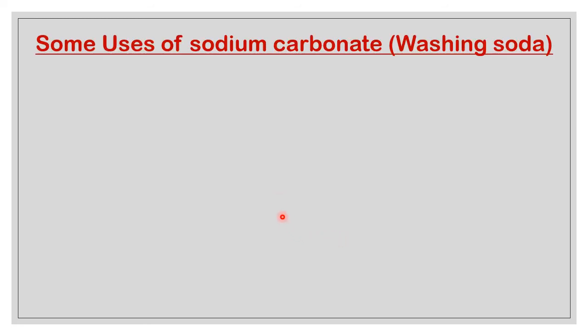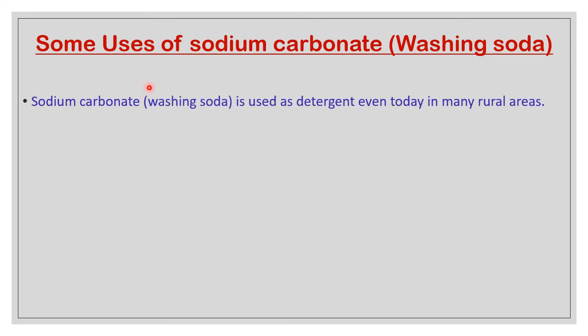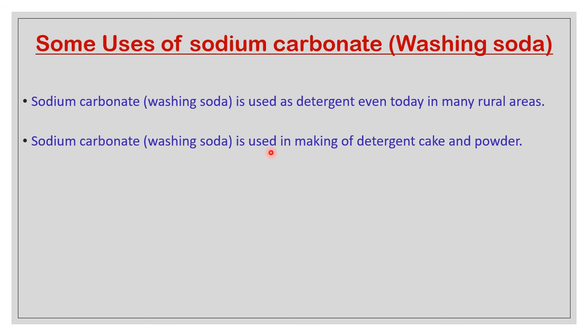Now we'll go to the uses of sodium carbonate, because what is our aim? When we prepare any chemical, we have to use it in our day-to-day life. So where exactly are we using it? Let us understand the uses of sodium carbonate in our everyday life. One point to remember, sodium carbonate or washing soda we use mainly for washing purposes. Sodium carbonate is used as a detergent even today in many rural areas. For most village people, this is a cheap and the best washing agent. Sodium carbonate is used in making detergent cakes and washing powders, Rin cake, Surf cake, all those contain sodium carbonate as one of the ingredients.